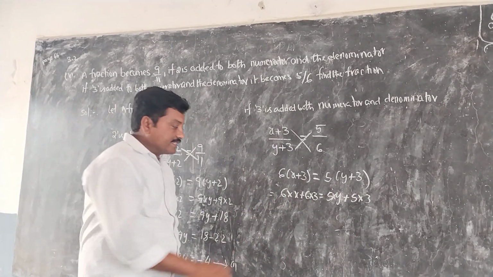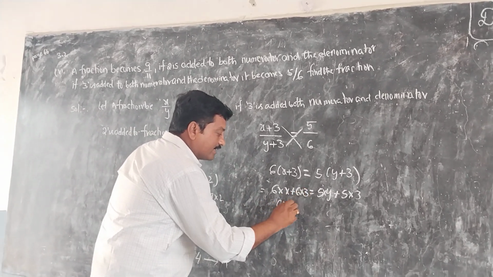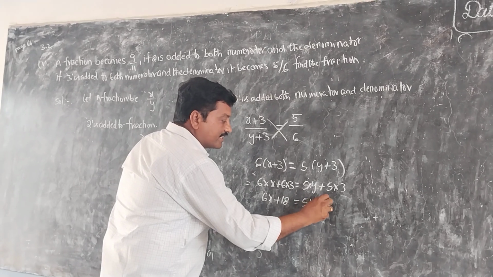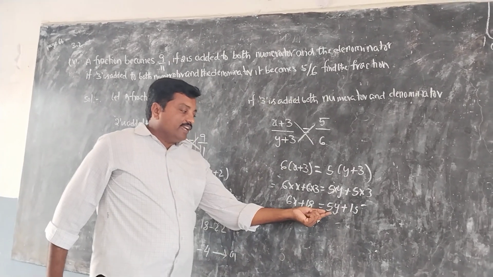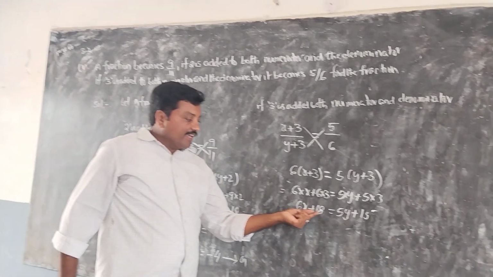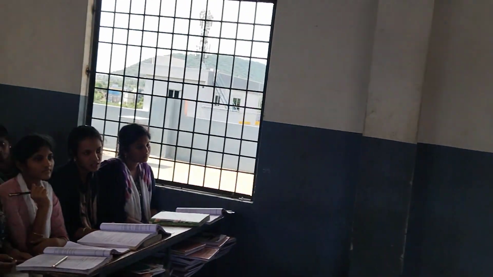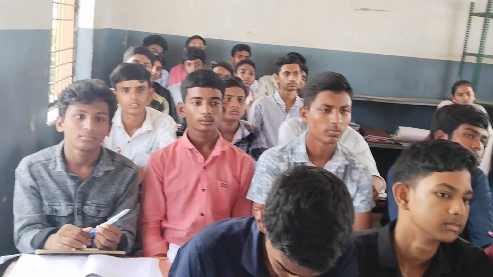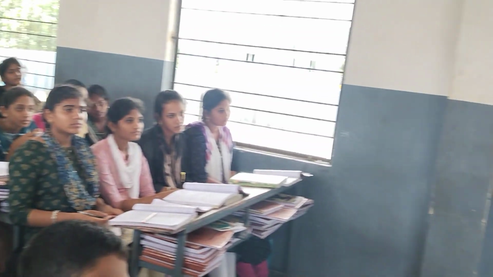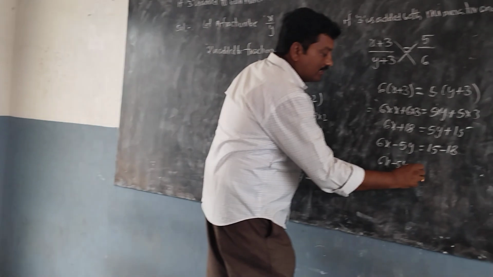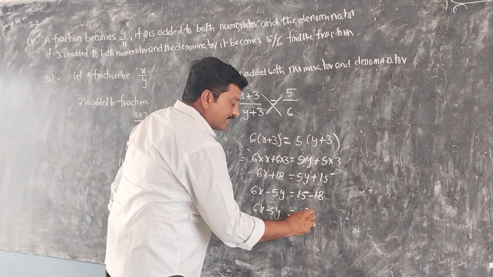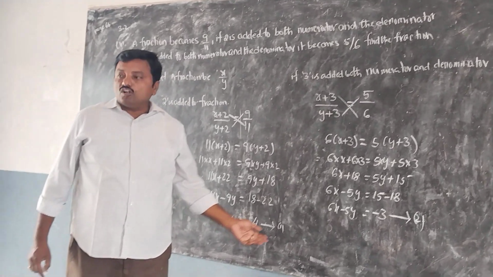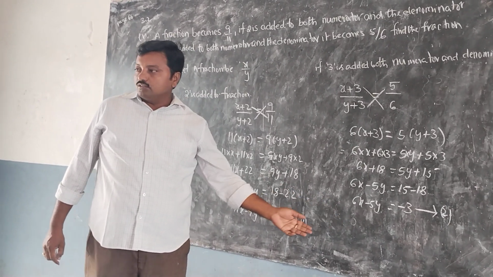6 into x, 6x. 6 3s are 18. 5 into y, 5y. 5 3s are 15. Transpose 5y to the left hand side and 18 to the right hand side. 6x minus 5y equal to 15 minus 18, which is minus 3. It is equation 2. So equations 1 and 2, we solve by the substitution method to find the x and y values.